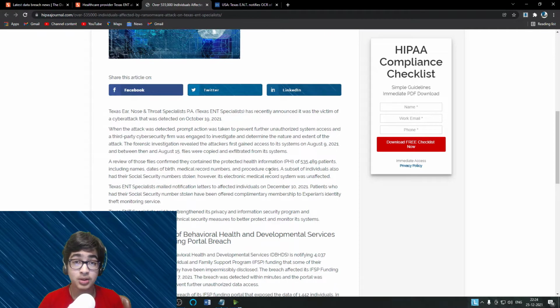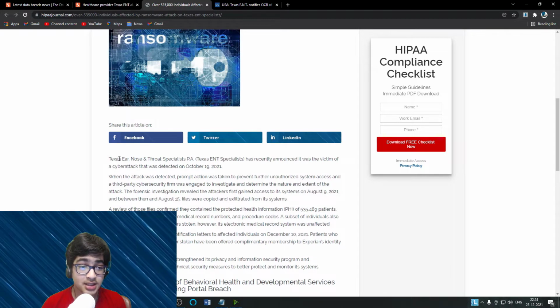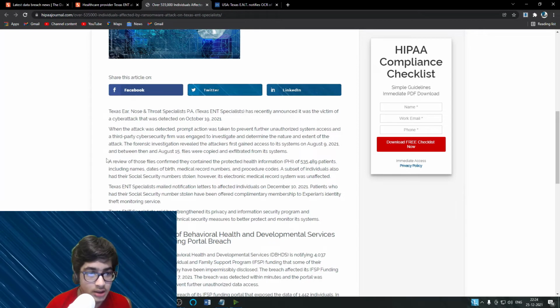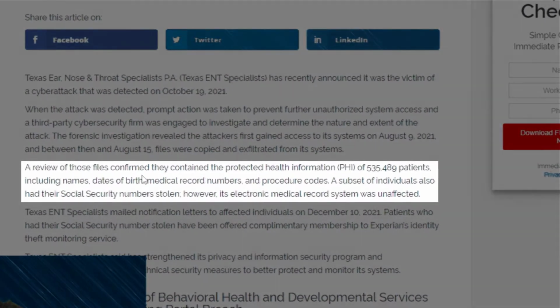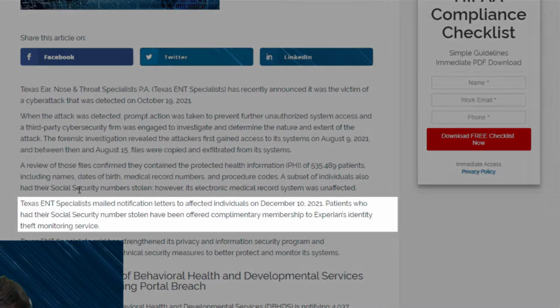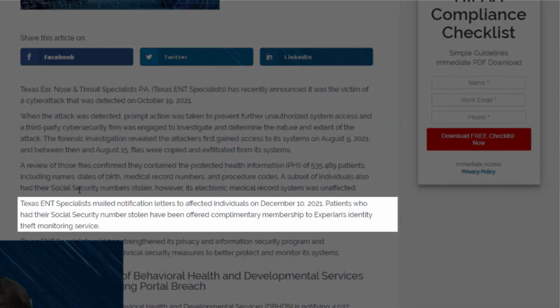Alright, so this one happened a while ago but has just been announced. This is for Texas ENT, or Texas Ear, Nose and Throat Specialist. This cyber attack happened some time ago but has just been announced. The things that have been leaked are health information of over 500,000 patients, including names, date of birth, record numbers, procedure codes, and even social security numbers, which is pretty bad. To protect yourself, you can contact Texas ENT and check if your data was stolen, and they will offer you some theft monitoring services and some complimentary memberships.